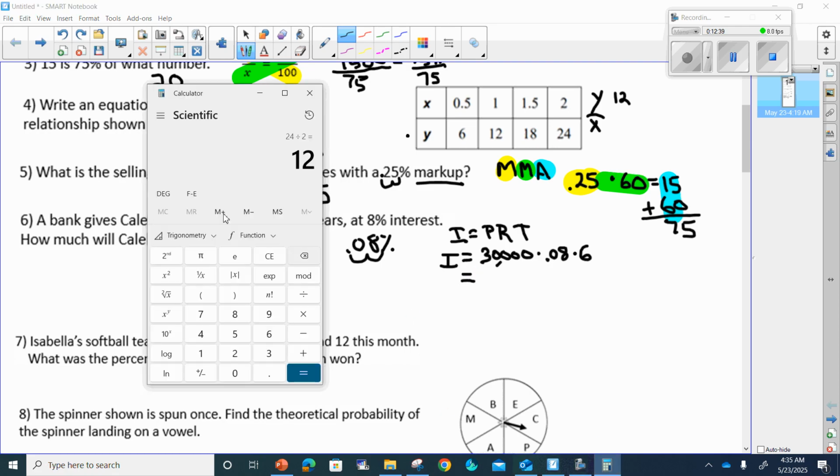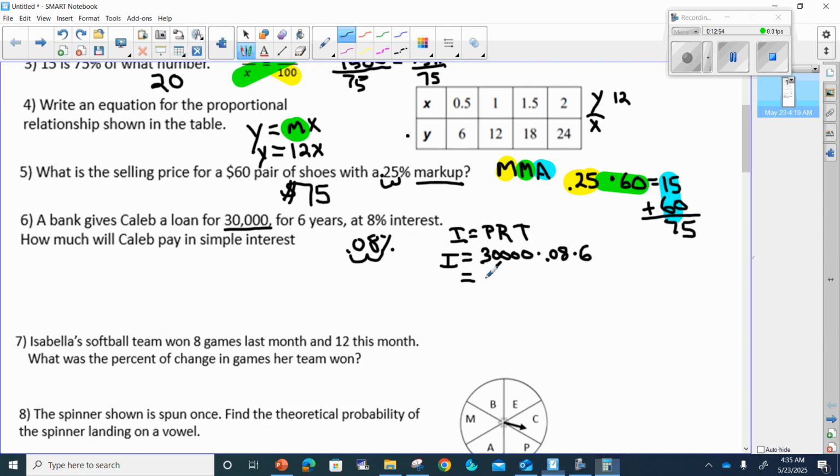Let's put this in our calculator. $30,000 times 0.08 times 6. That gives us $14,400. That's the interest we'll pay after 6 years.